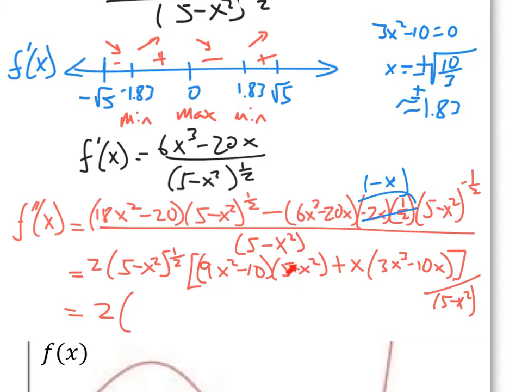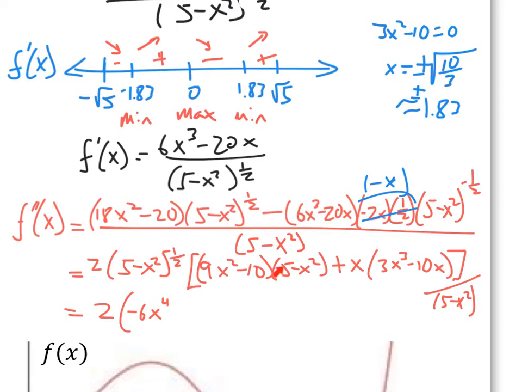9x squared times negative x squared, that's negative 9x to the 4th. This is going to be a plus 3x to the 4th. So negative 9 plus 3 is going to give us a negative 6x to the 4th. We're going to have some x squareds. Let's see what we get over here.